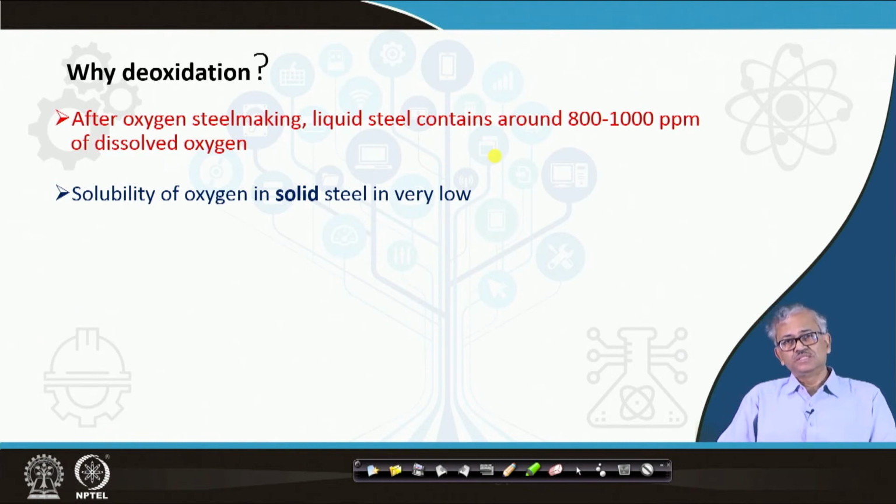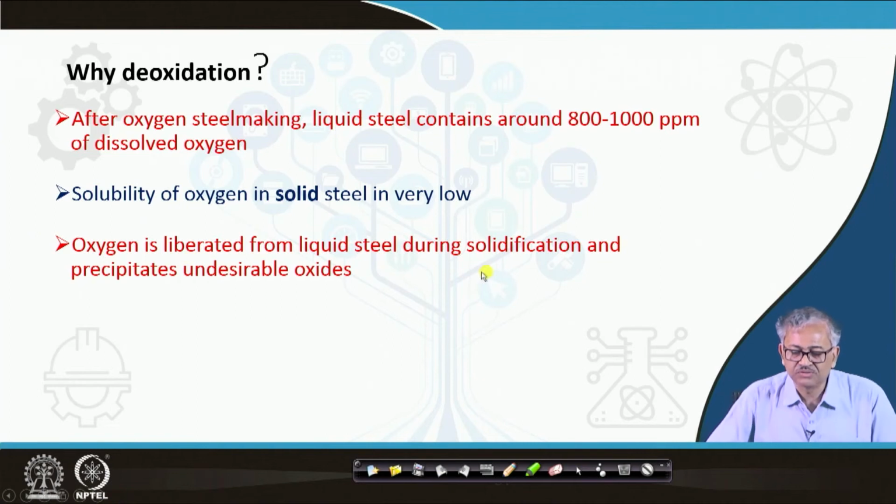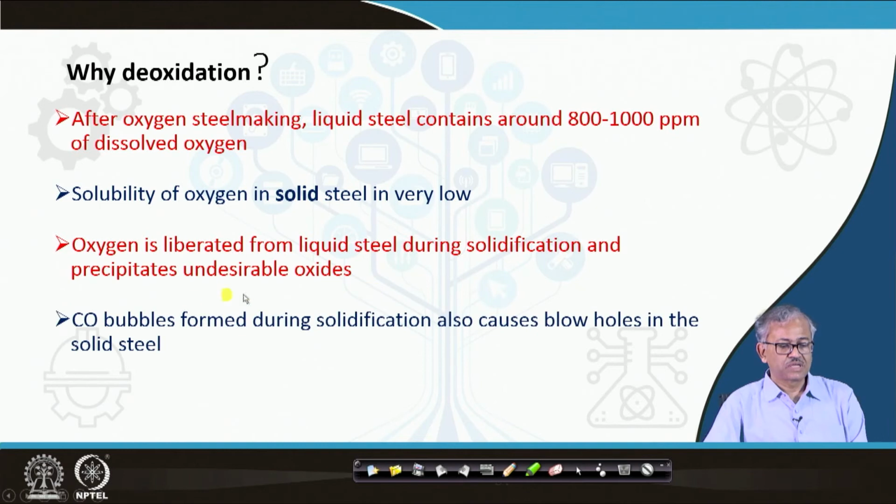Besides, this oxygen can also react with other impurity elements like aluminum, nitrogen, forming different undesirable oxide inclusions. So during solidification, oxygen is liberated from the liquid steel and precipitates undesirable oxides like aluminum oxide. It can react with the nitrogen, and it can react with the silicon if that impurity is present. So a lot of oxide inclusions can be formed. And CO bubbles, as I said, can form during solidification and cause blowholes.